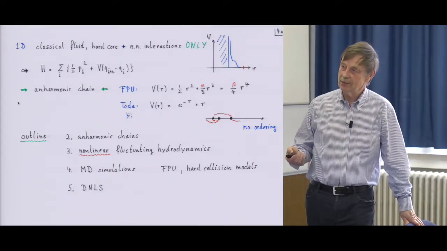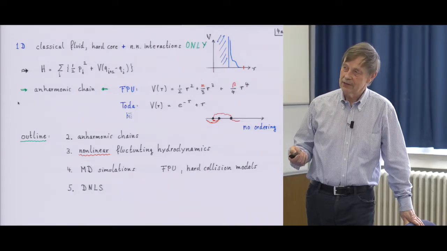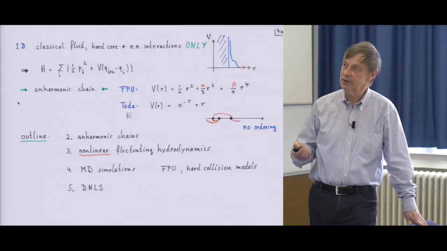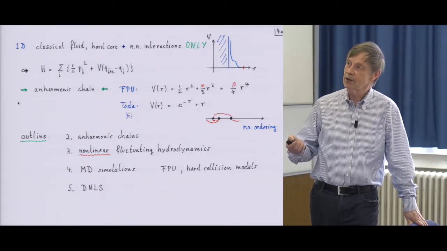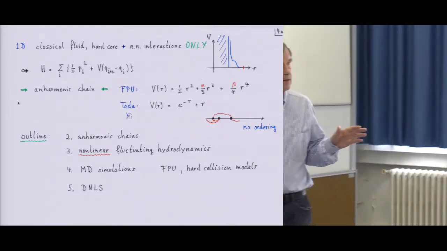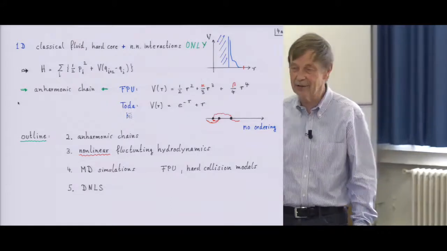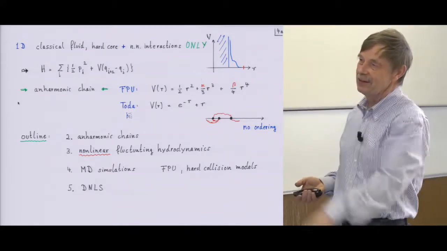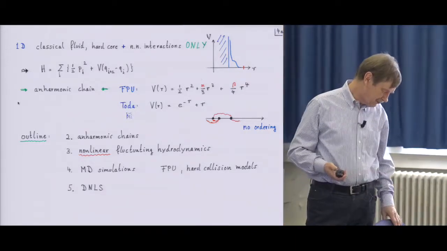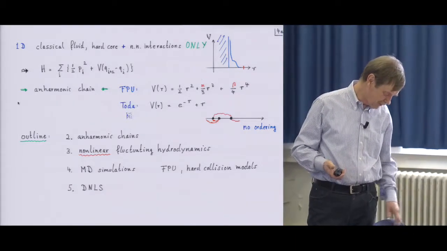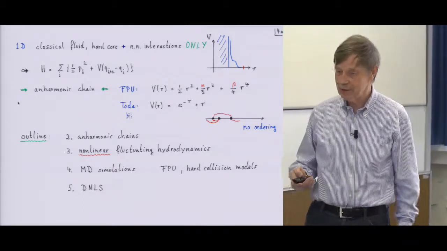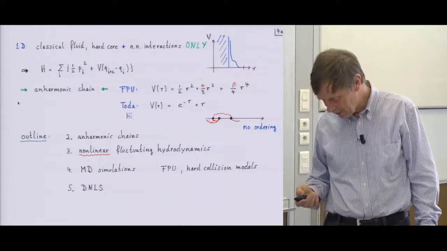And then the last chapter will be comparing the results from this nonlinear fluctuating hydrodynamics with molecular dynamics simulations, which are either these FPU chains or hard collision models, models of this type. Now, half the time is almost over. Anyway, there's really a fifth chapter on a more delicate phenomenon in the same area, which comes up when you look at the discrete nonlinear Schroedinger equation. But most likely I will not manage to say anything about this anyhow.